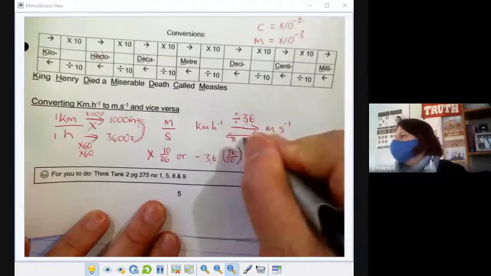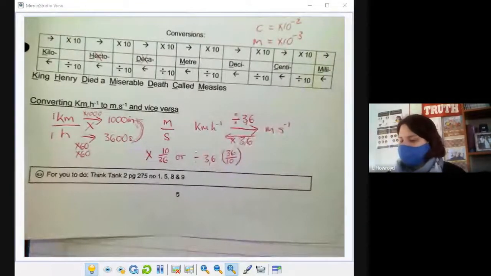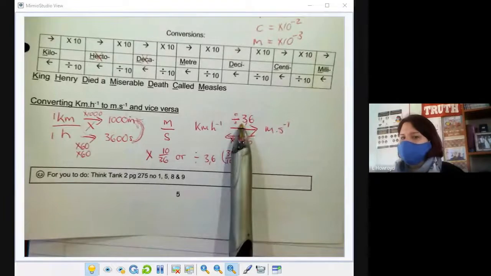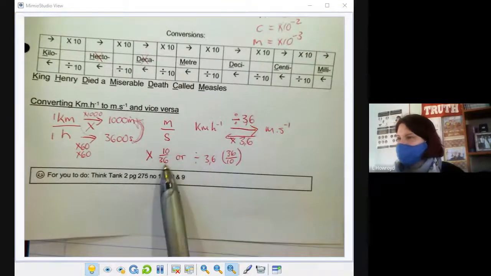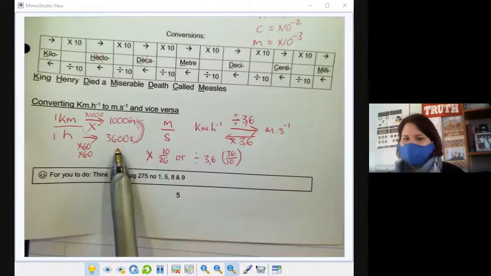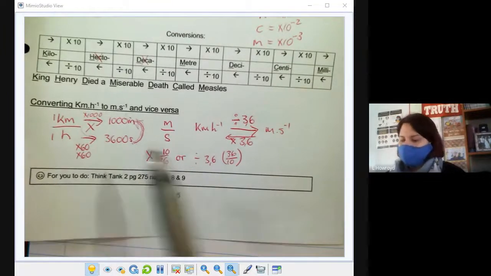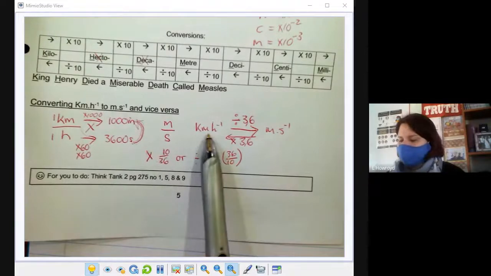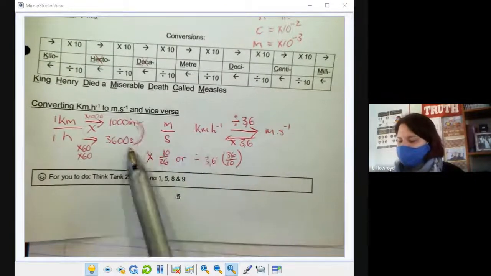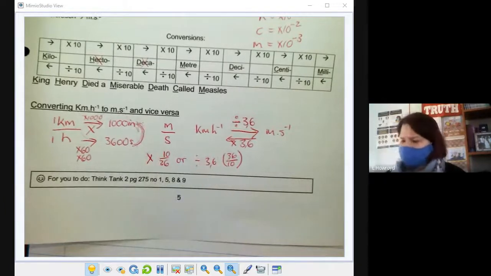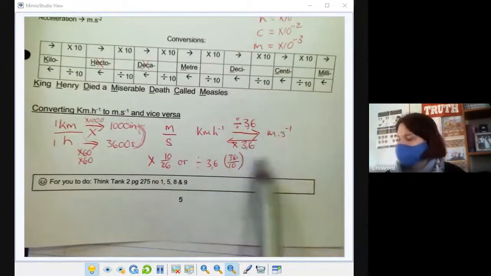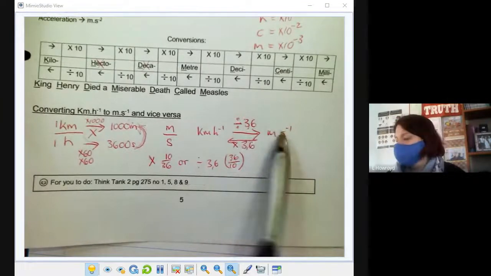So that's all you need to remember is your 3.6. You need to remember if it's divide or times. We know that if we times it, it would have to be the other way around, so the 1,000 divided by 3,600. But if we change that around so that we get the 3.6, we divide. If you remember this, you'll be fine.